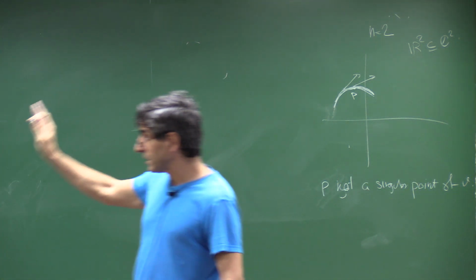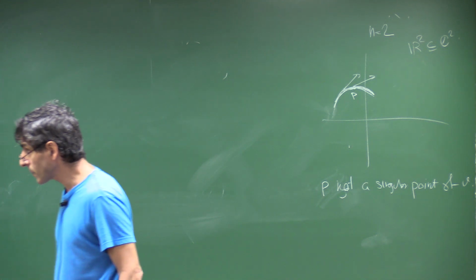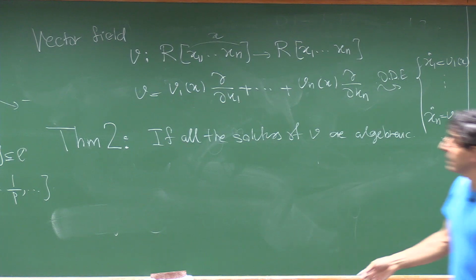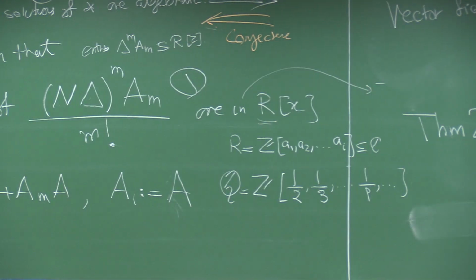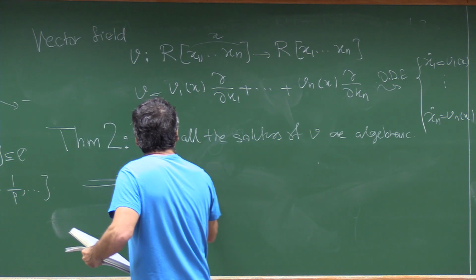So again, there is a natural notion of when the solutions are algebraic. This has a very nice consequence, similar to this one here, and the consequence is this one. Then again, there exists some N.